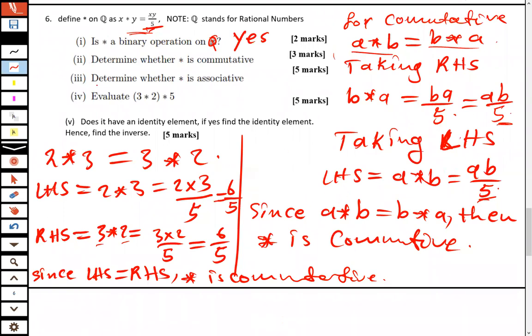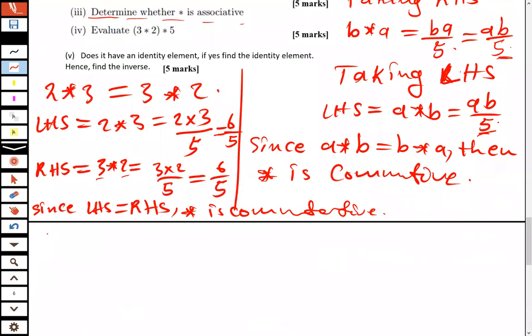Okay, same applies to associative. For associative, you're also going to do the same. So I'll go on the next page for associative. So associative will also have to prove that A star B star C in brackets this side should be equal to A star B star C. We change the brackets, we shift the brackets.